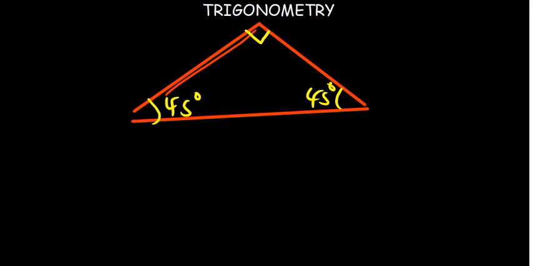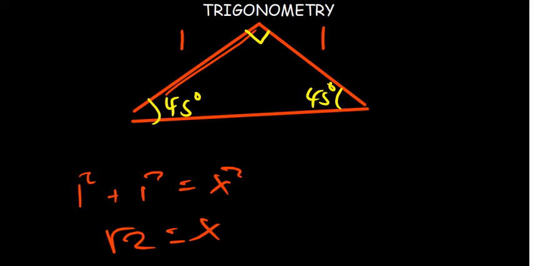Okay, so what we can do is let these sides be 1s, and then if you try to find the hypotenuse, what are you going to notice? You notice that the hypotenuse is going to be root 2. Of course, we're saying 1 squared plus 1 squared is equal to the hypotenuse squared, so you are going to find root 2 as your hypotenuse. Okay.